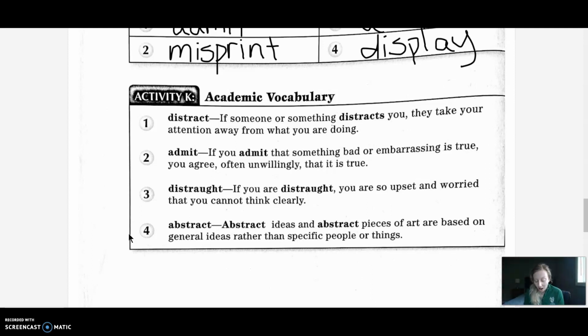So ideas that are not abstract are like a book or a desk or a girl or a boy. You can see them, you can touch them, so they're not abstract, okay? A real flower is not abstract, but a shape in a painting that doesn't look like a real flower but reminds you of a real flower is abstract, okay? So I'm going to give you some scenarios and you tell me if it's abstract or not abstract.